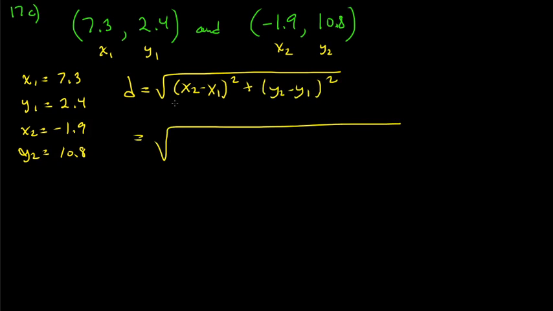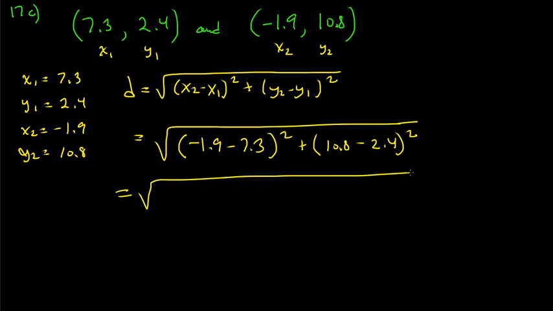Right. I mean, we've been talking about square roots, so this is where this comes in handy. When you're finding the distance, it's probably going to be a square root, right? All right, so x2 is negative 1.9 minus x1 is 7.3 squared. And then y2 is 10.8 minus y1 is 2.4, again, squared.